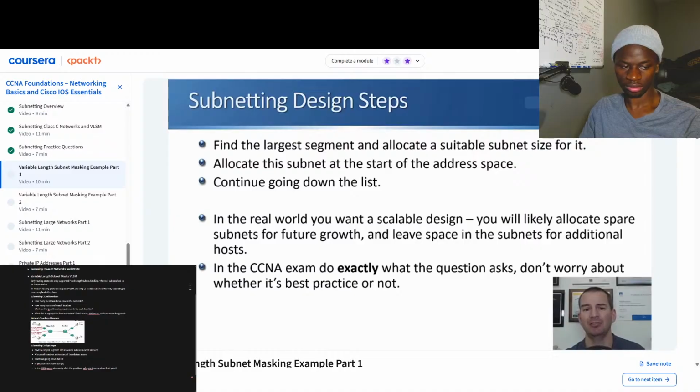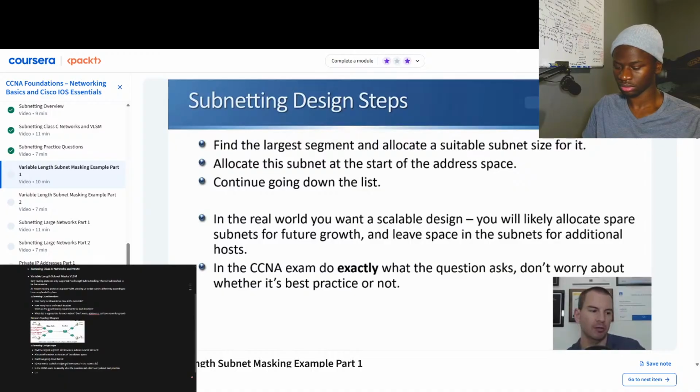Now, in a real world deployment, you want to have a scalable design. So you want to have room for growth in your networking design. So let's say that I've got a subnet that has got 14 hosts on there. Well, you know that one of our subnet sizes is exactly for 14 hosts. Don't give the subnet that size, because maybe in a few weeks' time, a couple of extra people are going to join the department, and now how are you going to fix that problem? So make the subnet size big enough that it's going to be able to grow.